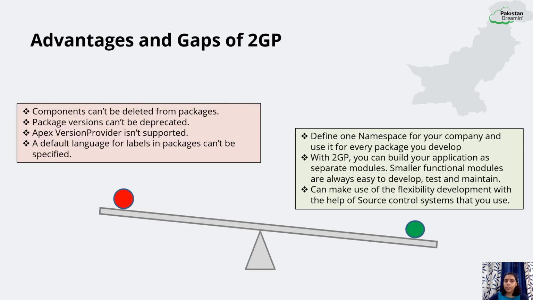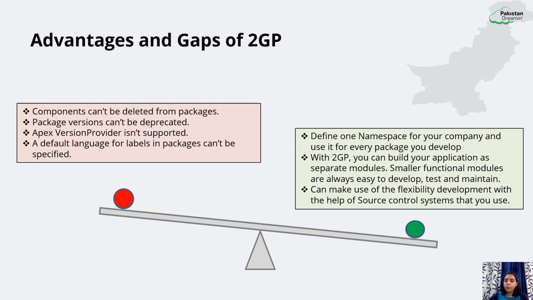What are the advantages and gaps for 2GP? Let's see the advantages first. The first one is you can define a single namespace for your company and use it for all the packages that you develop. Even if it is a sales related application or a service related application or any other application, you can use the same namespace.